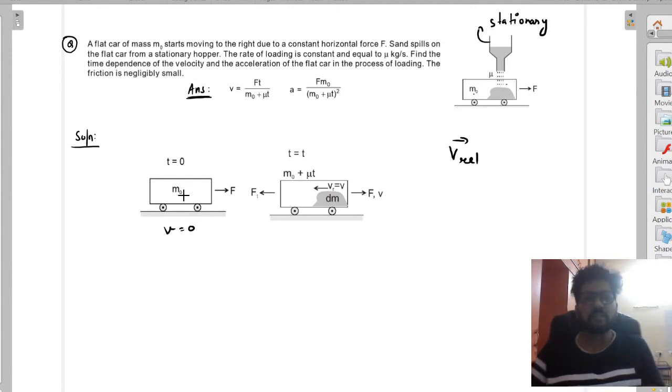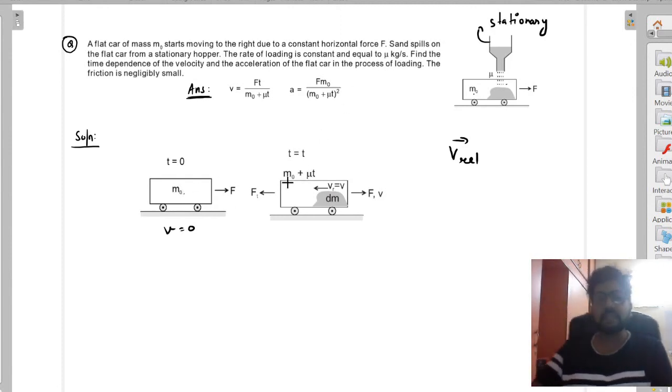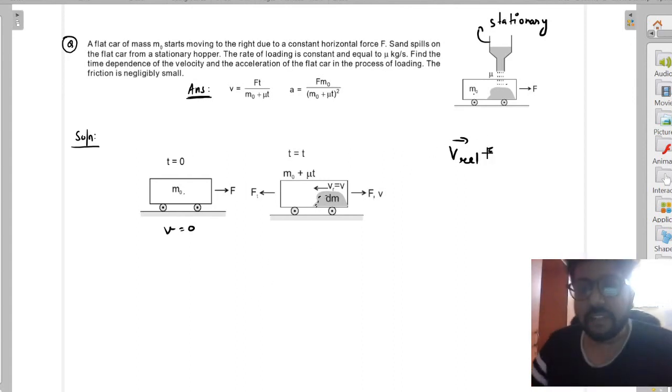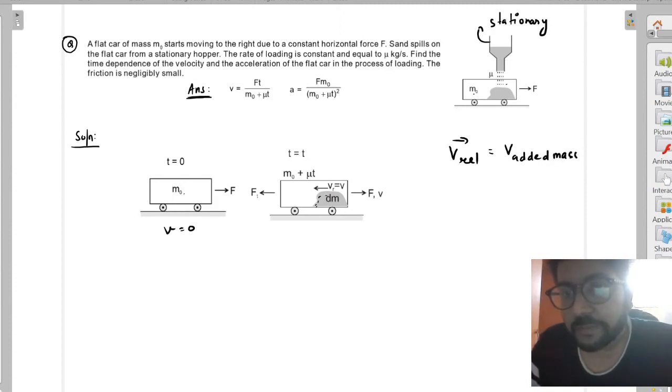So at t equal to 0 the mass was m naught, at t equal to any time t the mass will become m naught plus mu t. Okay, so this is the added mass that we have drawn here. And suppose at t equal to any time t the velocity that the cart has attained is v. So v relative is defined as, listen carefully, velocity of the added mass with respect to the system.